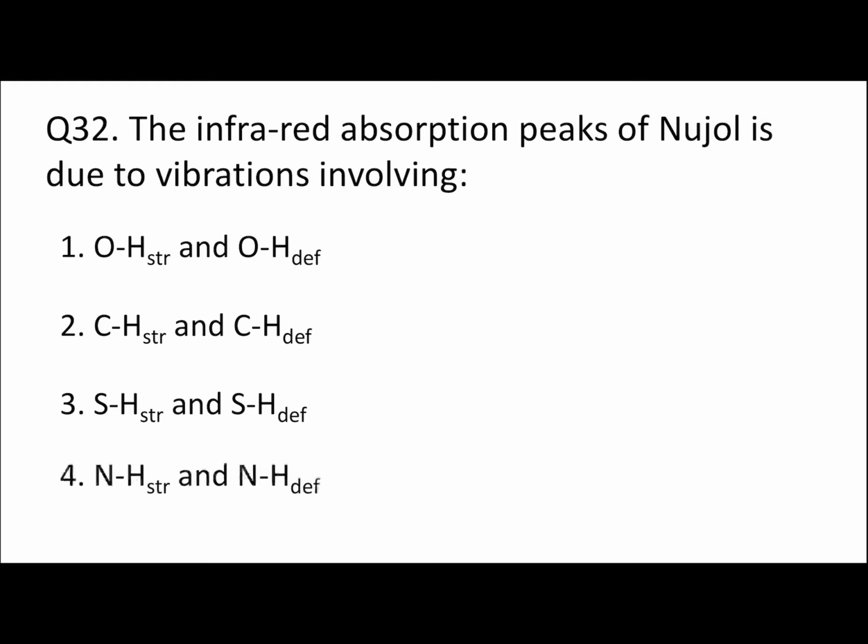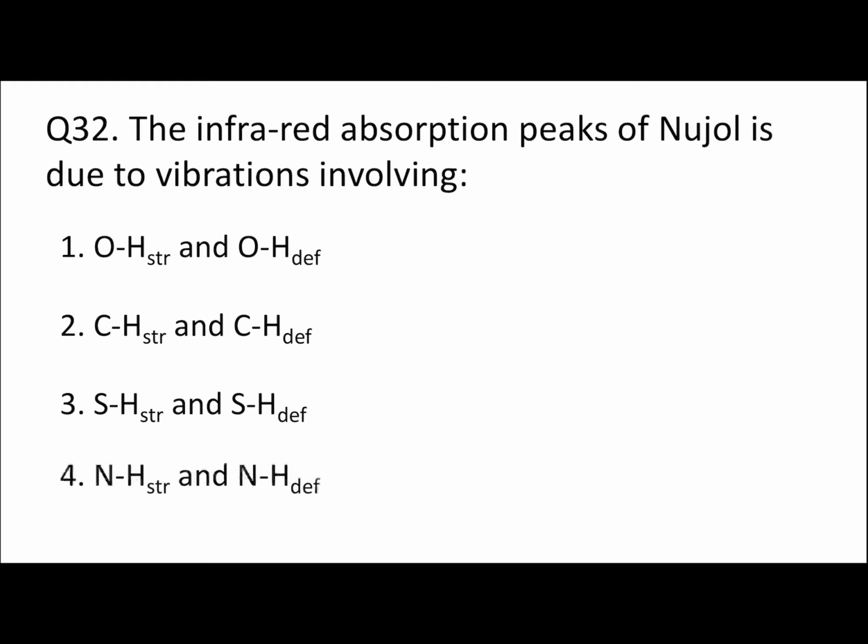All of you basically know that alkanes are primarily made of carbon and hydrogen only. So we cannot find oxygen-hydrogen stretching, sulfur-hydrogen stretching, or NH stretching, because there are only carbon and hydrogen bonds. So our right answer will be carbon-hydrogen stretching and carbon-hydrogen deformation. Like I said earlier, Nujol can only show CH related stretching and deformation because Nujol is essentially an alkane with the formula CnH2n+2, and Nujol is actually a brand of mineral oil used in IR spectroscopy.